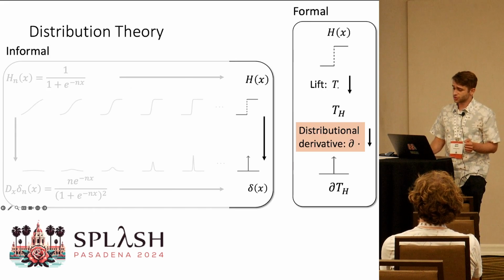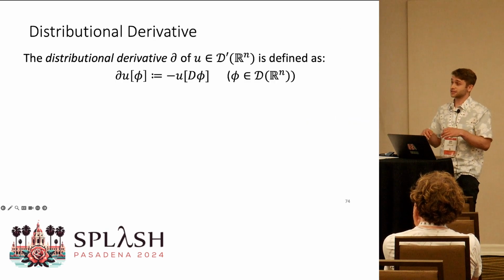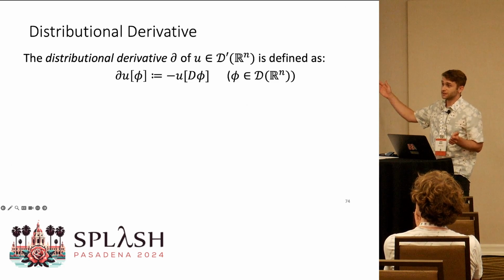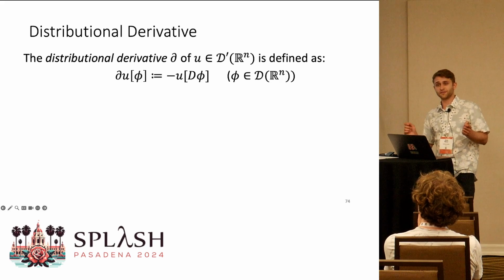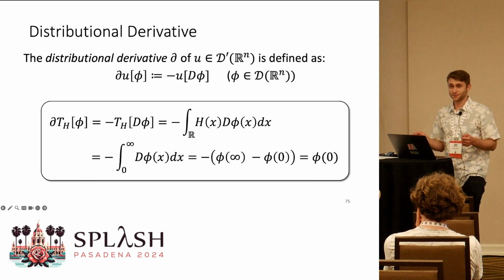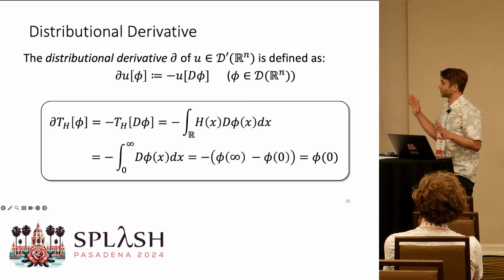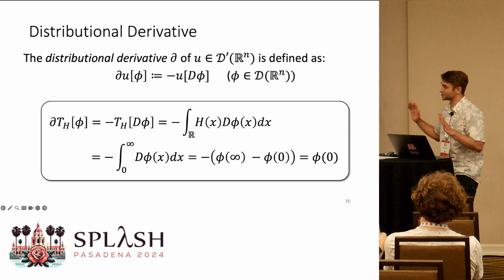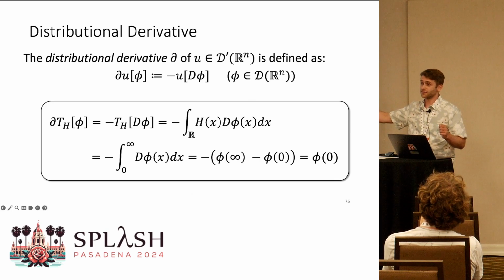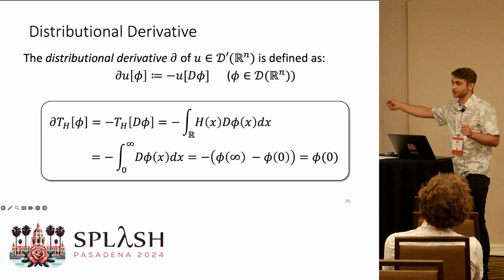All right, so now we'll define a distributional derivative. So this generalizes the traditional derivative, and it ends up being the negative distribution applied to the derivative of the test function. And we have some derivation here from first principles. You don't need to follow it. Where the main takeaway is that we can derive, using just these rules, that the distributional derivative of the Heaviside function lifted to a distribution just point evaluates the test function at 0.